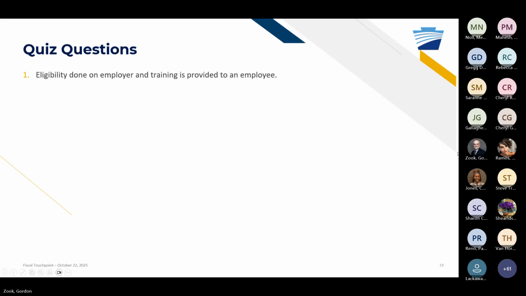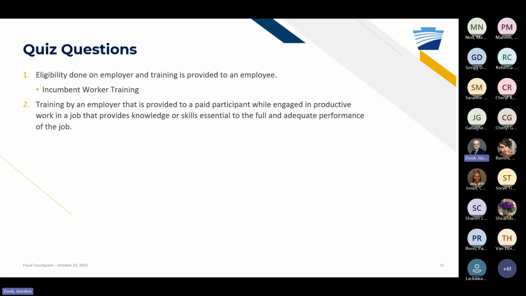Okay. Very good. Incumbent worker training is what that's going to be. You're looking at their eligibility as an employer for this kind of training to be provided, but you're providing training directly to the employees to be able to retain employment or improve that business's competitiveness. So very good. Thank you.